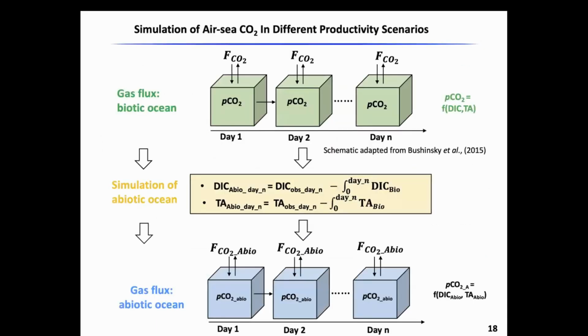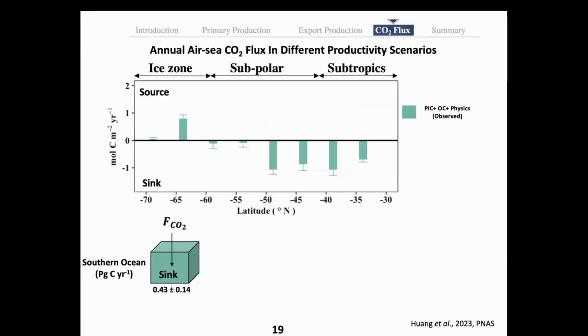In a practical sense, the simulation is conducted by reconstruction of the carbonate parameter from the flow observation, subtracted by the integral of the different carbon pools I just showed you previously. Here is the simulation result. The green bar is the acid CO2 flux in the real ocean, as I showed you in the prior slide.